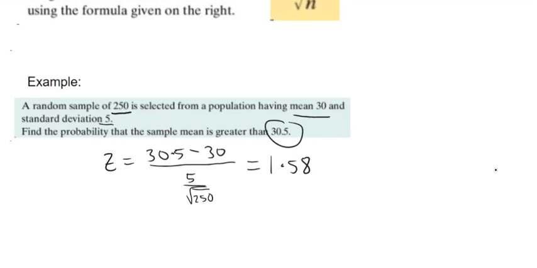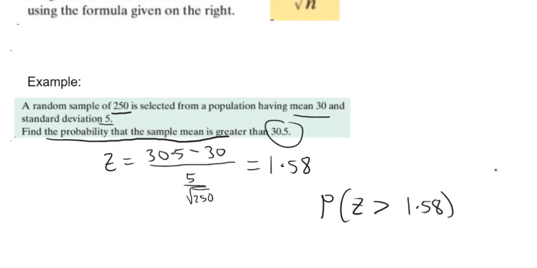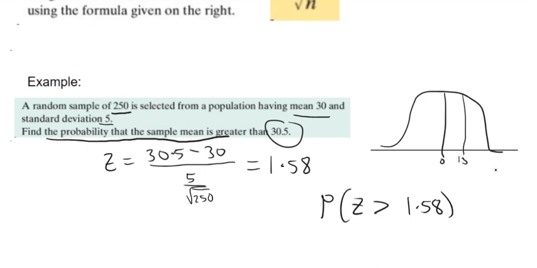Looking back at the question, finding the probability that the sample mean is greater than 30.5, we want to find the probability that Z is greater than 1.58. If you think back to when you used the Z tables before, on a graph, 1.58 is about here, and we want this area here. Remember the Z tables only figure out what's to the left hand side, so we have to do 1 minus the probability for the Z score of 1.58.